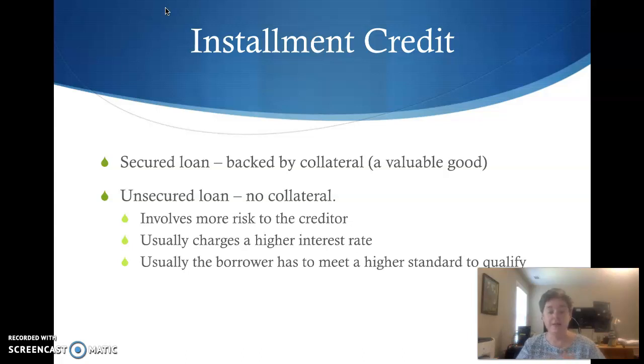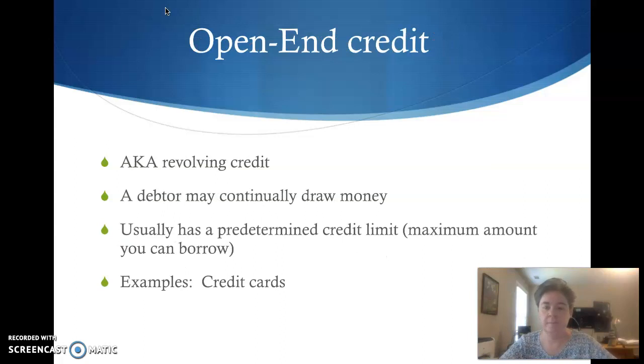Okay, an unsecured loan has no collateral. Now you can imagine from a lender's perspective, that involves more risk. He has nothing to repossess if you don't pay your loan. So usually the interest rates on those are higher, and he's going to require the buyer, the purchaser, the borrower to meet a higher standard in order to qualify for that loan.